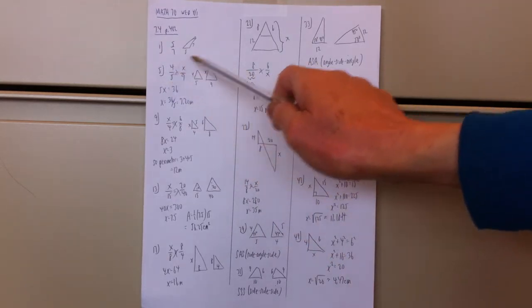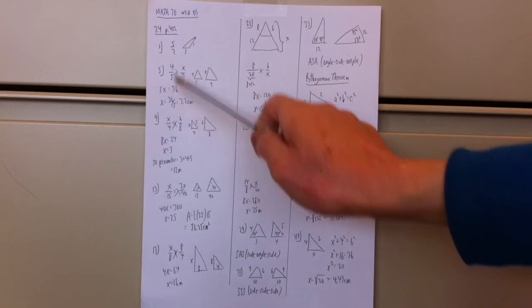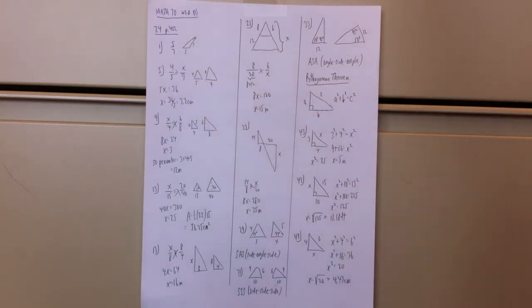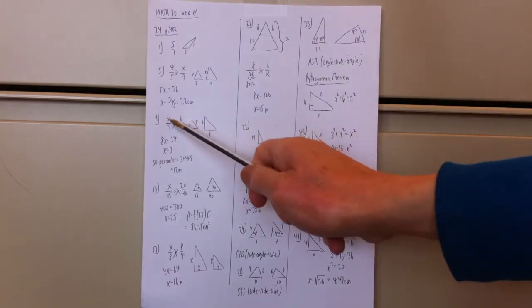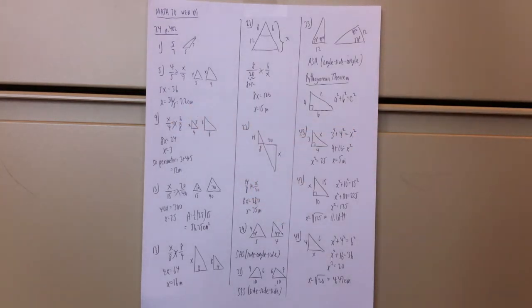That means 5 times x, you go across like so. 5 times x equals 4 times 9, which is 36. Divide both sides by 5, and you get x equals 36 over 5, which is 7.2 centimeters.